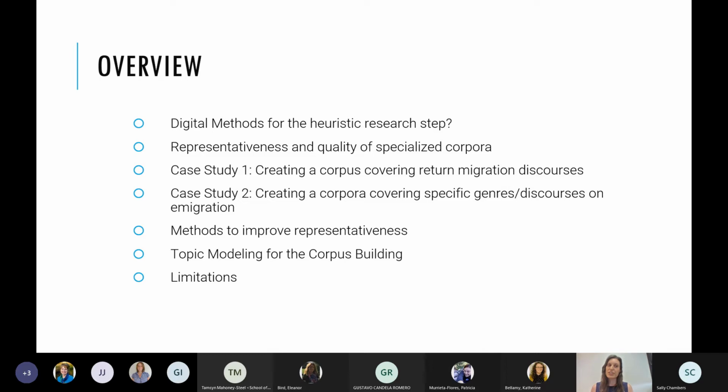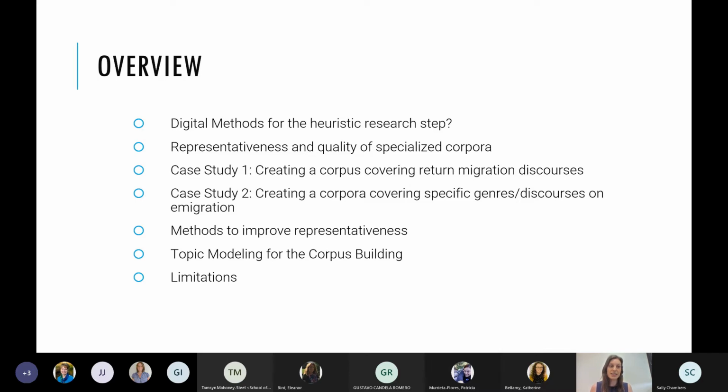First step is shortly introducing digital methods for the heuristic research step. Then I'm talking a little bit about representativeness and the quality of specialized corpora. I'm showing two of my case studies. My first case study was that I tried to create a corpus covering the return migration discourses in Austrian historical newspapers. Return migration means that people that emigrated at some point returned back to the country of origin. All of this belongs to the topic of return migration, and I was very interested in the discourses on people that returned back to their countries.